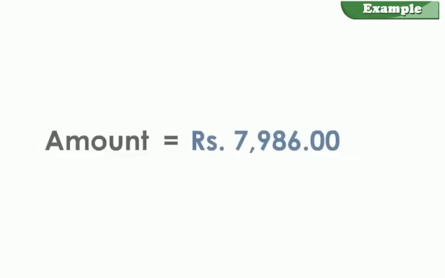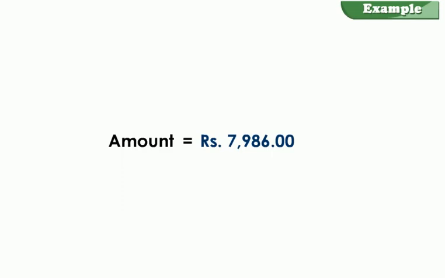Now let us look at yet another example. It reads, the amount at compound interest on a certain sum of money is rupees 7,986 at the end of 3 years. If the rate of interest is 10% per annum, find the principal. Now let us look at the solution.